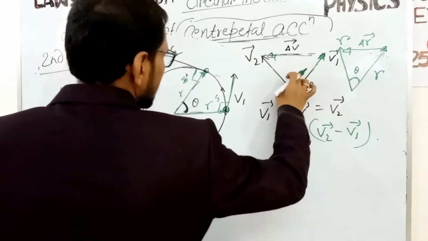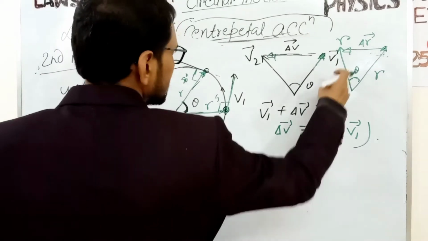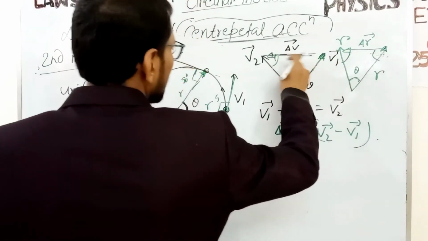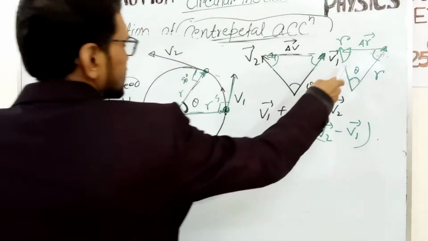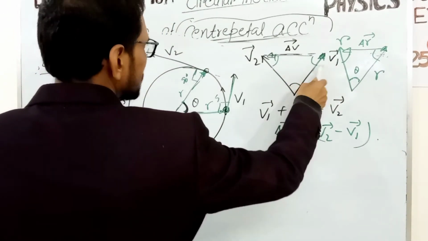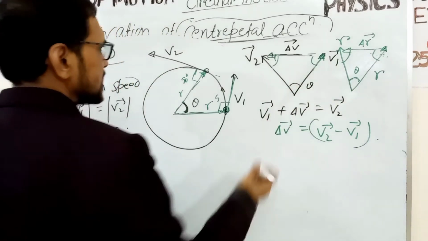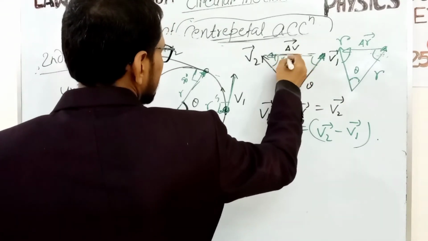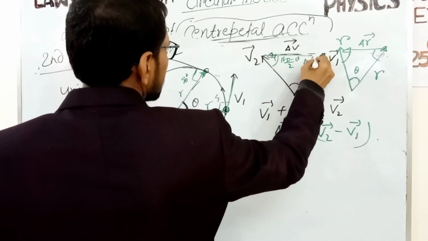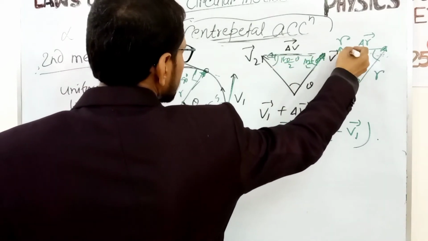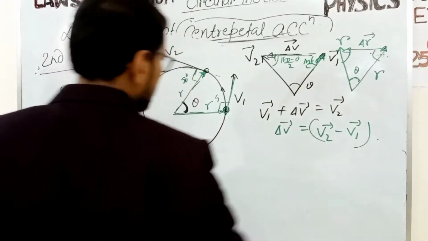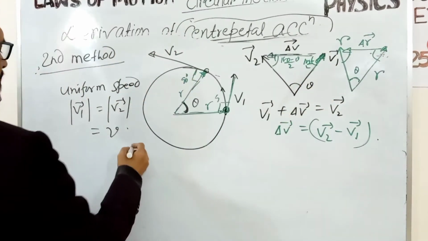This angle will be the same, and because this is r, now this angle and this angle are all the same angle, because both have the same magnitude and r is also the same magnitude. If this angle is theta, then this angle will be (180 minus theta) by 2, and this also is (180 minus theta) by 2. So all three angles are the same, that is, these two triangles are similar triangles.